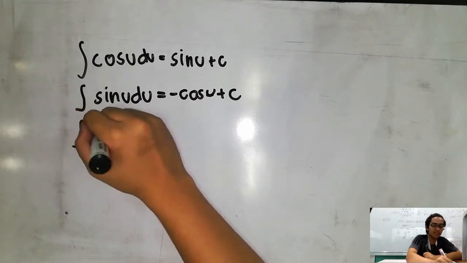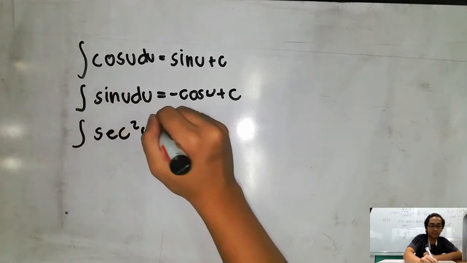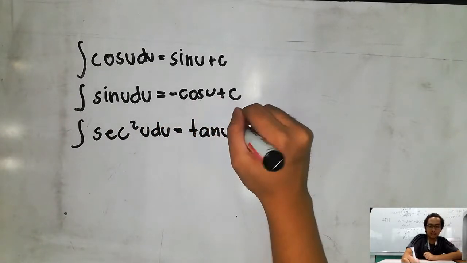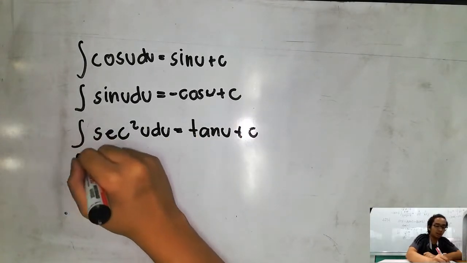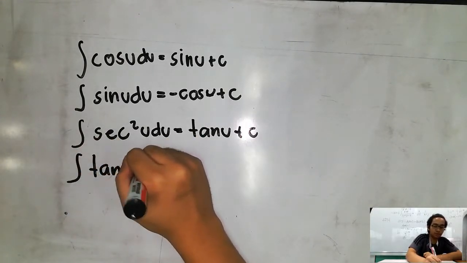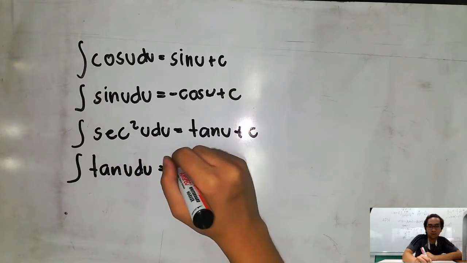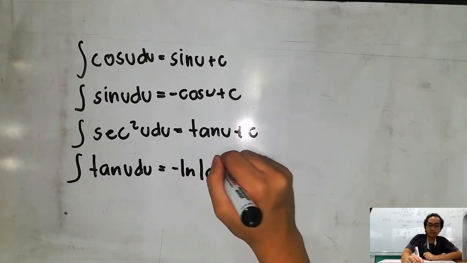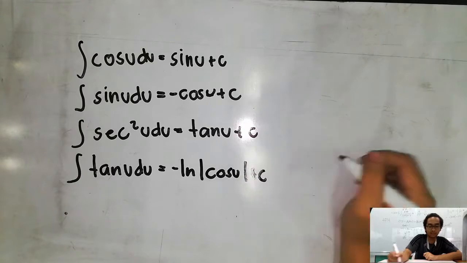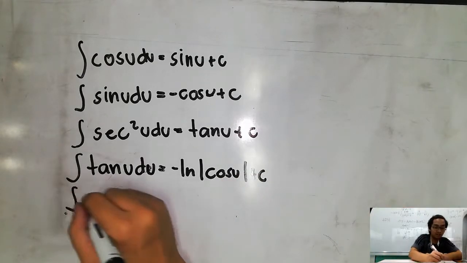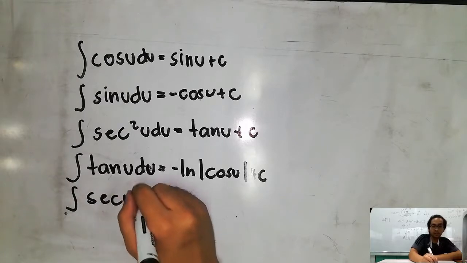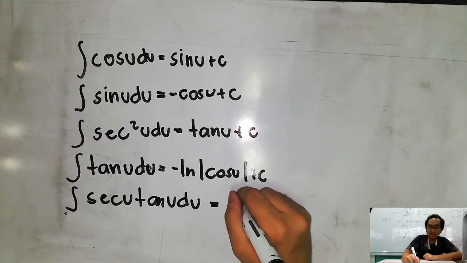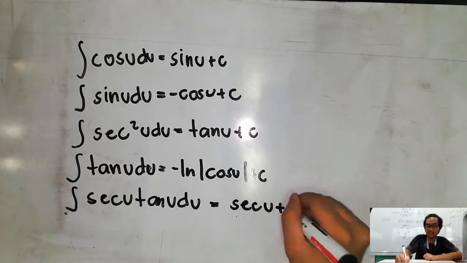The integral of secant squared u du is equal to tangent u plus c. The integral of tangent u du is equal to negative natural log absolute value of cosine u plus c. The integral of secant u tangent u du is equal to secant u plus c.